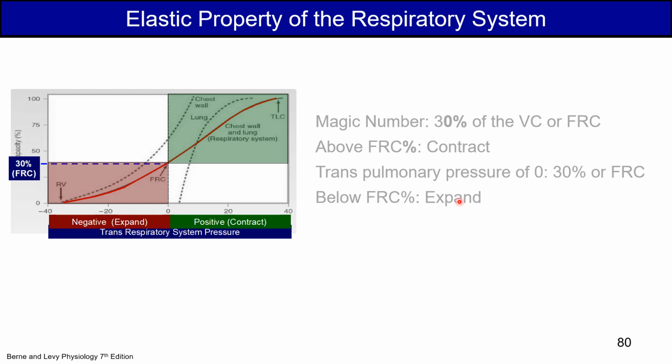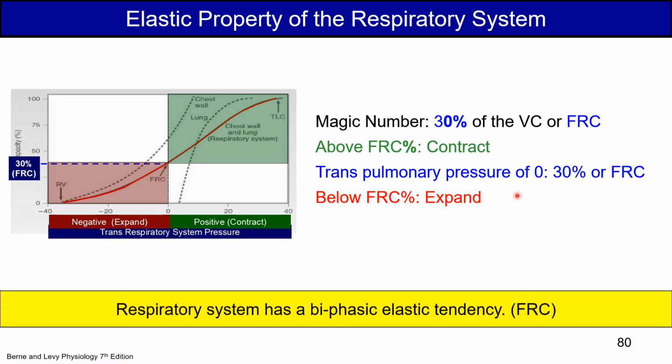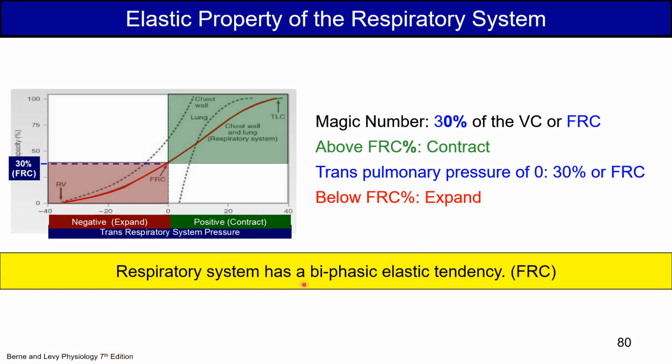So the transrespiratory pressure of 0 is achieved at 30% of the vital capacity, or FRC. So when we talk about elastic property of the respiratory system, the magic number is 30% of the vital capacity, or FRC. Below FRC, the respiratory system has an elastic tendency to expand, while above FRC, the respiratory system has an elastic tendency to contract. And therefore, the respiratory system has a biphasic elastic tendency, and the inflection point is at FRC.